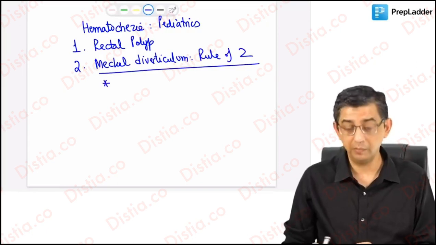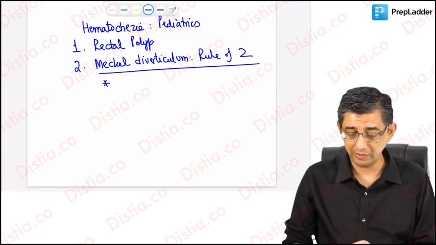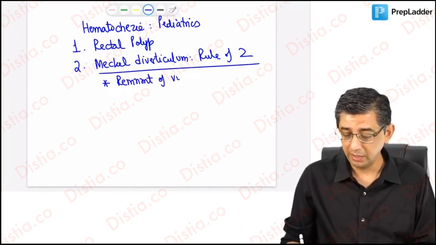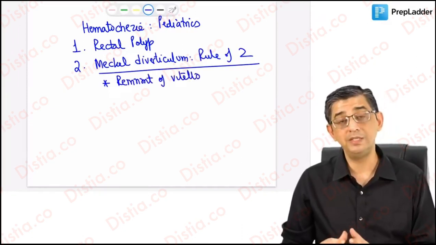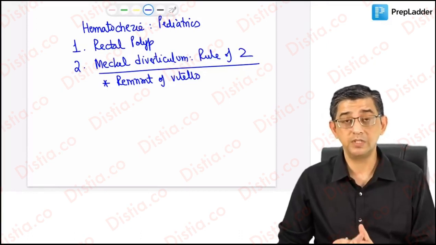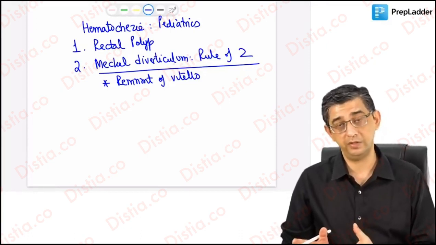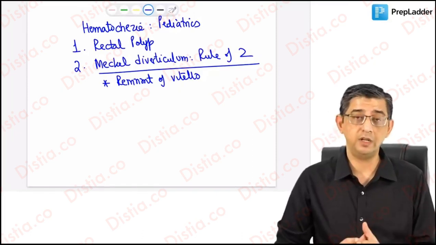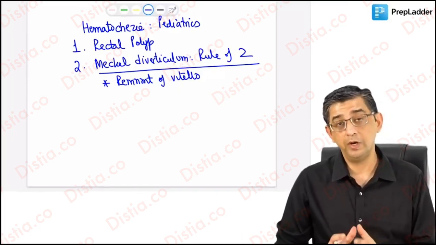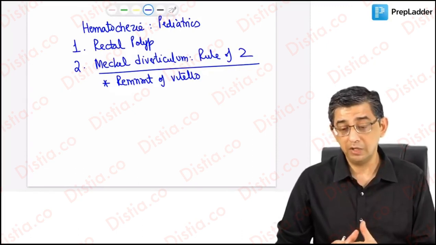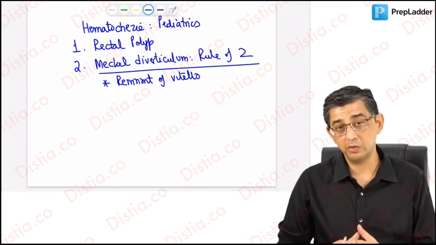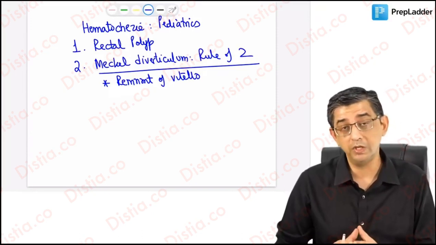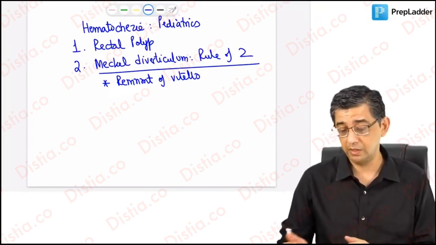I'll just mention embryological details here also. You are aware that this structure is a remnant of the vitellointestinal duct, and lots of time it might be detected incidentally. How incidentally? The person was undergoing appendicitis surgery, like he was having right iliac fossa pain. Because there was tenderness in the right iliac fossa, the surgeon decided to operate on this guy. But when he evaluated the appendix, maybe the appendix was normal, and actually it was the Meckel's that was causing manifestations. So lots of time Meckel's might be an intraoperative finding as well.